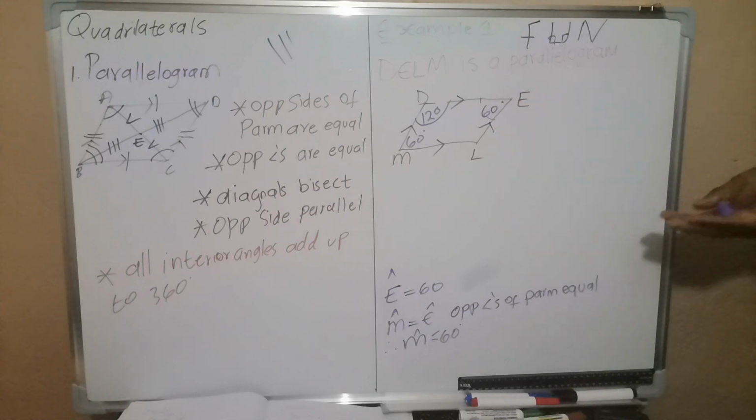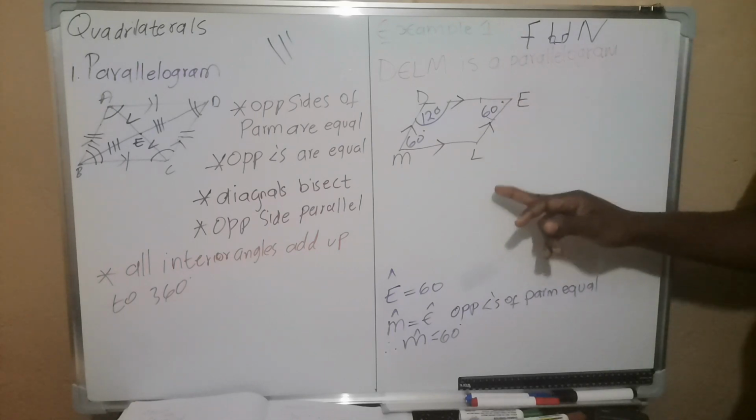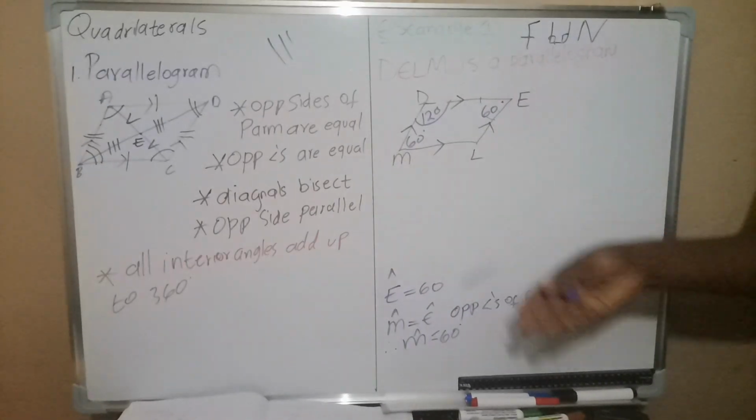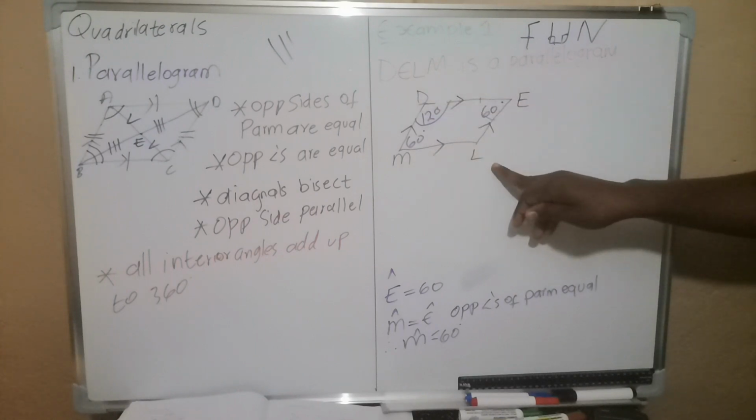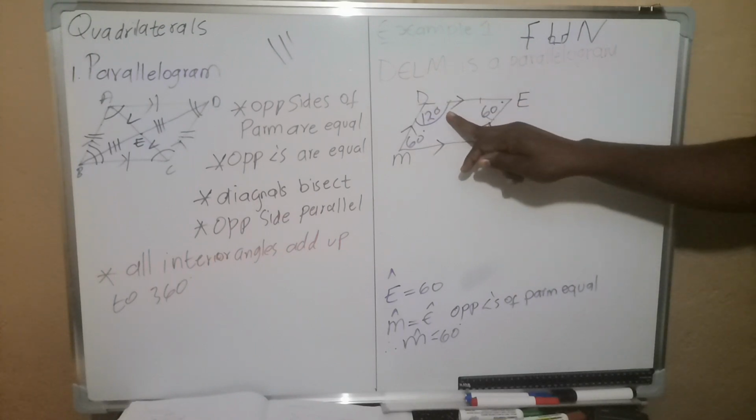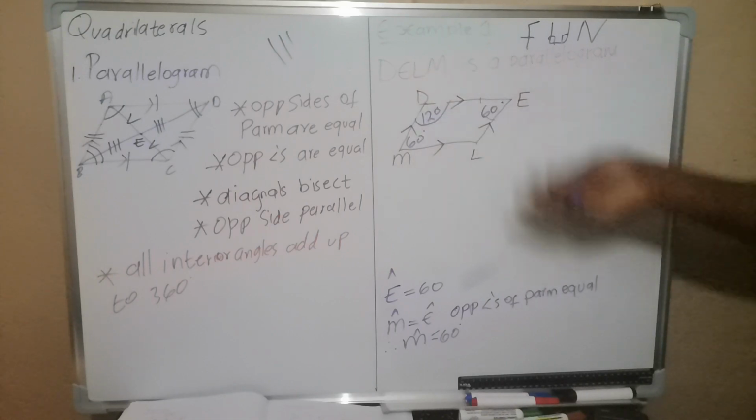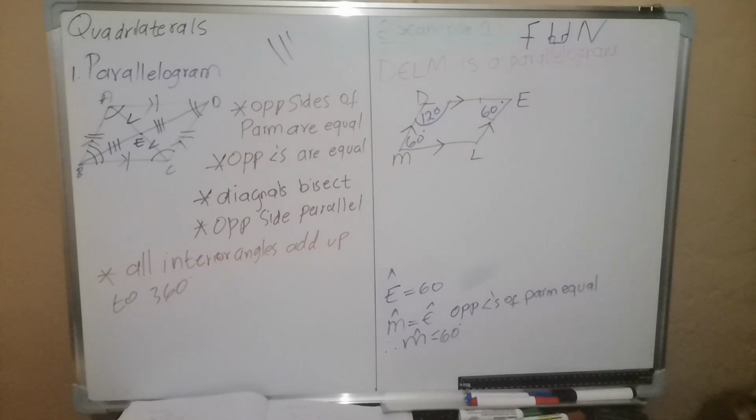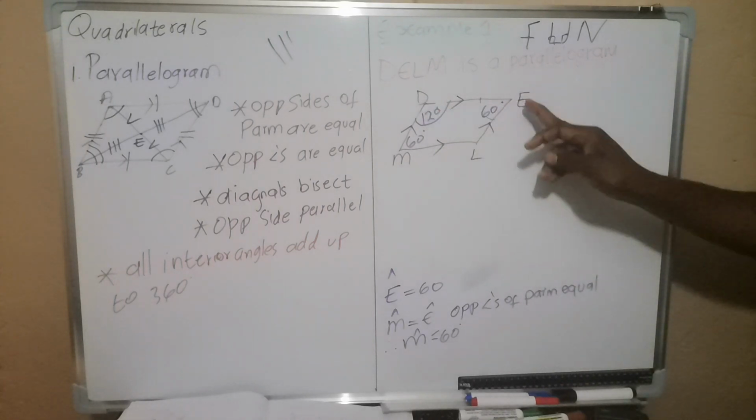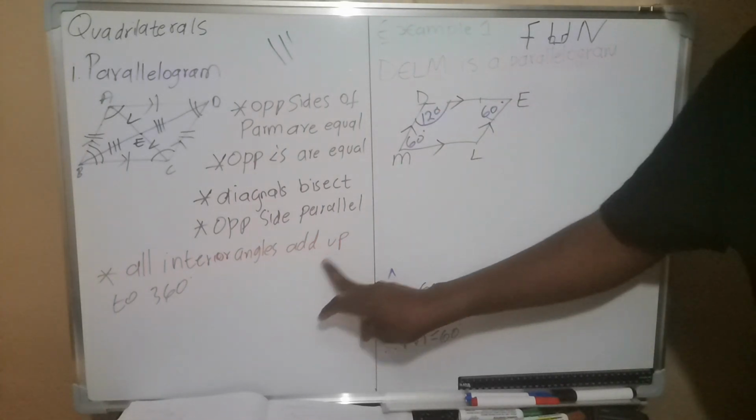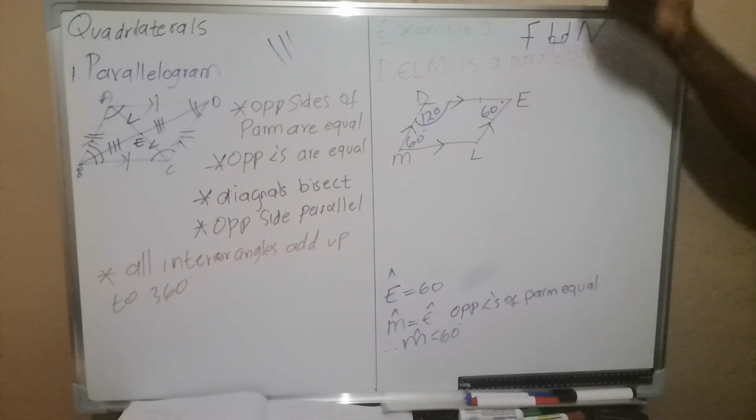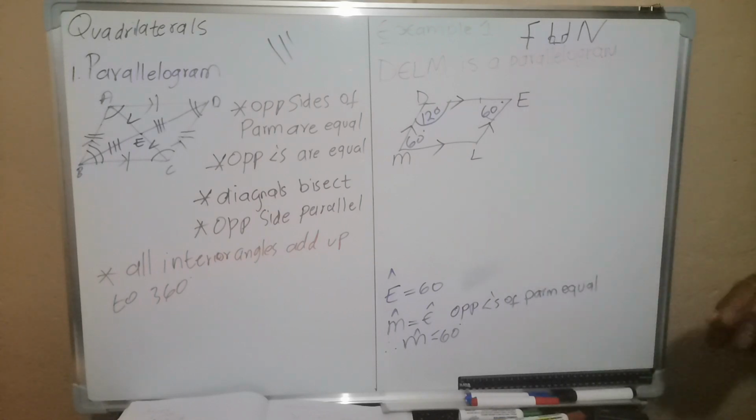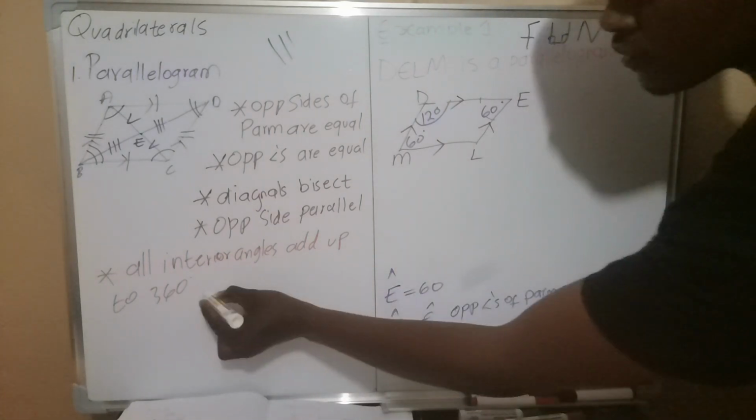Then simplify for L. Another way to find L is by saying opposite angles of a parallelogram are equal. That's the very same way you found M. I'm going to say angle D is equal to angle L. That means angle L is equal to 120 degrees. That's the second way. Opposite angles of a parallelogram are equal. That will be your reason. Another reason is by saying, since all four interior angles add up to 360 degrees, the interior angles of a parallelogram.